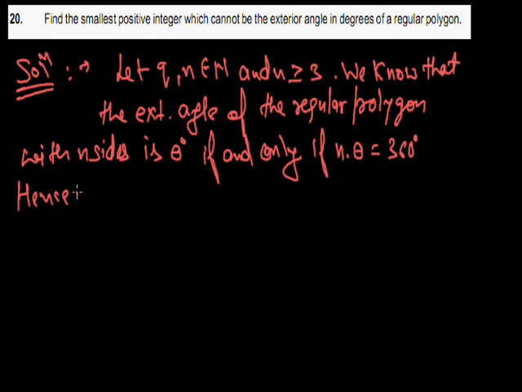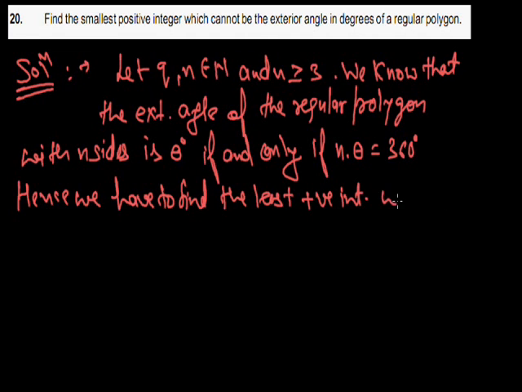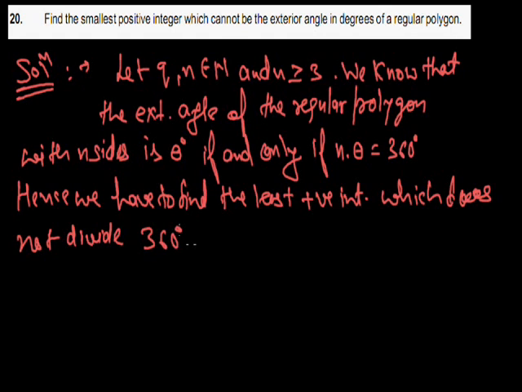Hence, what we need is the least positive integer which does not divide 360. Hence, we have to find the least positive integer which does not divide 360 degrees, that is 7. That is our answer.